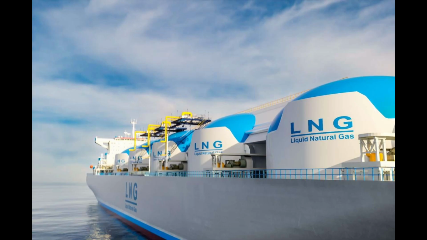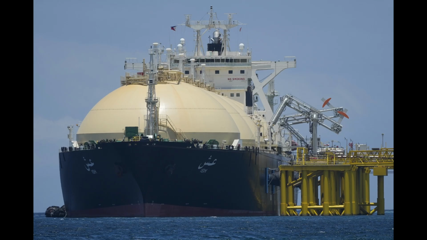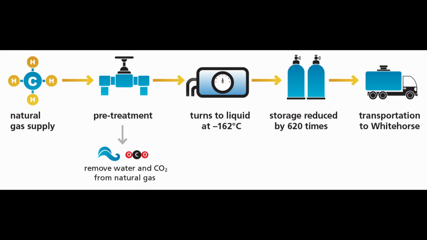The clean gas is cooled down to minus 162 degrees Celsius using a multi-stage refrigeration cycle like the cascade cycle or a mixed refrigerant cycle.